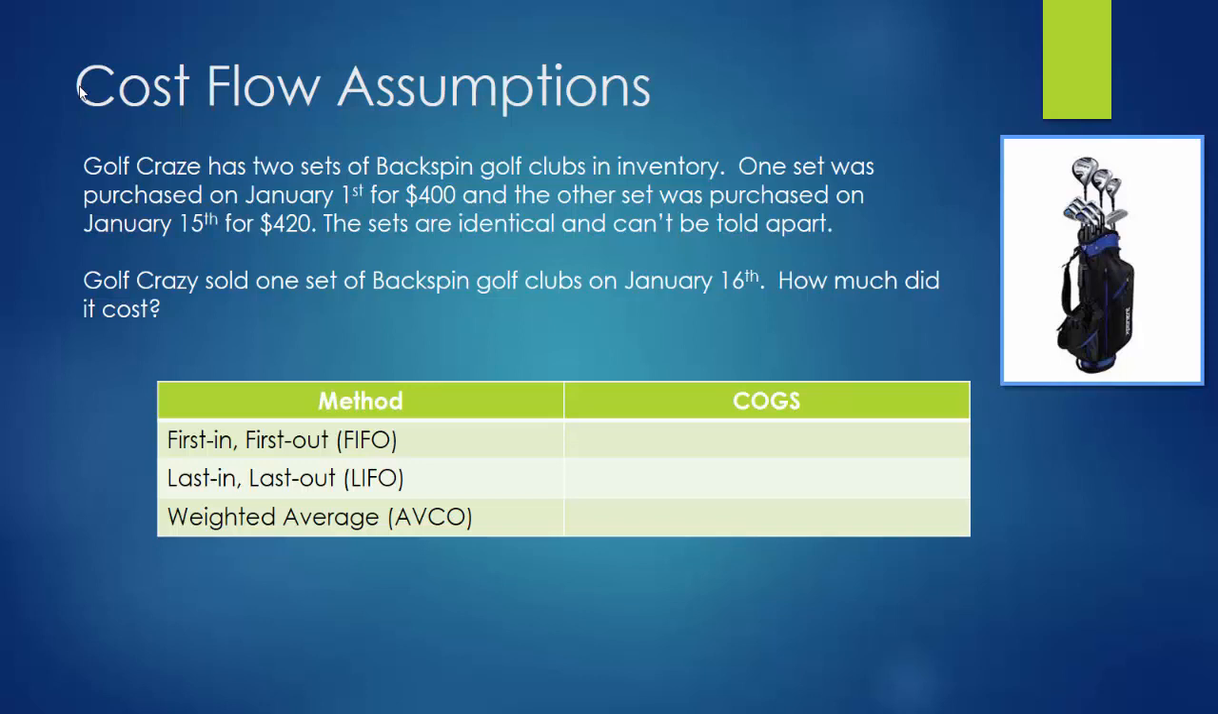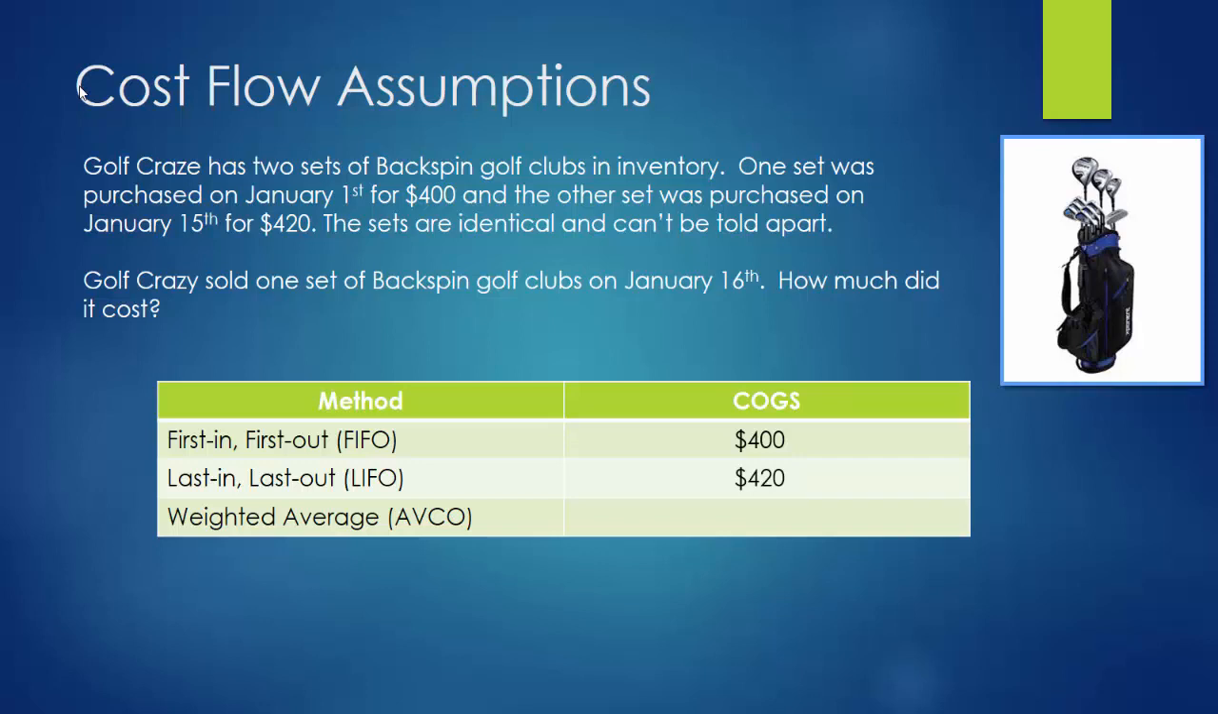Well, under FIFO, what happens? When we make this sale, we assume it's our oldest piece of inventory of this particular type. What is the oldest set of backspin golf clubs that Golf Craze would have? It's the ones that they purchased on January 1st for $400. So when they record the cost of goods sold on that sale, they assume it's the oldest bag, and they record the COGS at $400. Under LIFO, they assume it's the newest piece of inventory. Well, what's the last one that we purchased? It was on January 15th. We bought another set for $420. So when they made this sale, they are going to assume that it is the $420 set of backspin golf clubs that were purchased on January 15th.